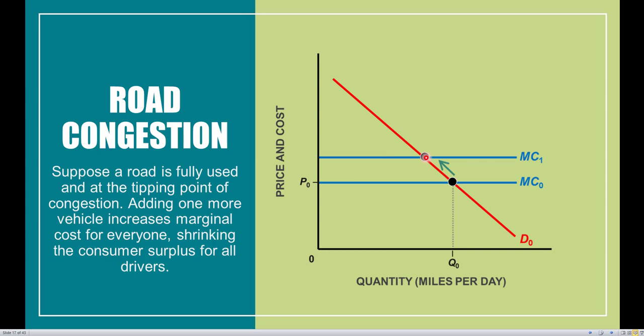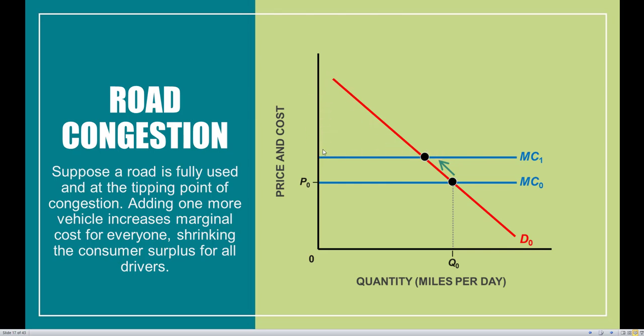for all the drivers. So before, if we were operating at MC0, we had a decently large amount of consumer surplus. So that big triangle that we see being highlighted right here. However, if this one person drives on the highway, we become congested on the roadways. That reduces the consumer surplus for all the drivers, and we have less efficiency and less welfare.